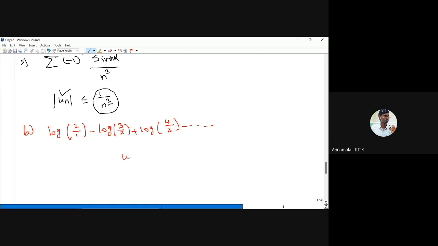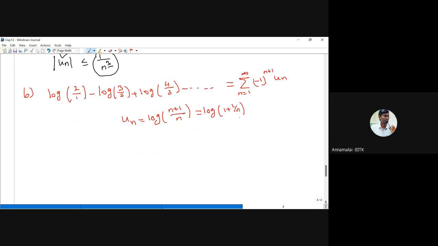Therefore, what is un? It is nothing but log of the nth term, n plus 1 by n. So we can simplify, therefore we get log of 1 plus 1 by n. So that is un. So therefore the given series is nothing but summation of minus 1 power n plus 1 into un, where un is log of 1 plus 1 by n, where n equals 1 to infinity. Okay. Now this is an alternating series.